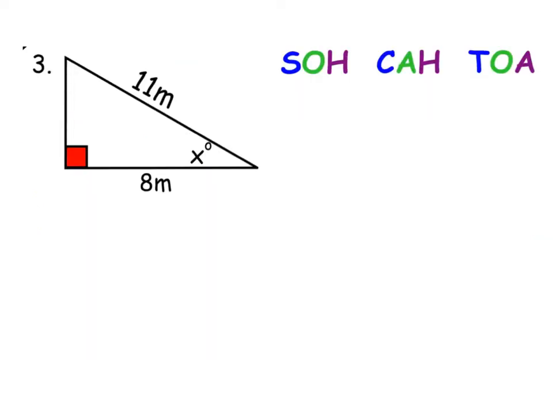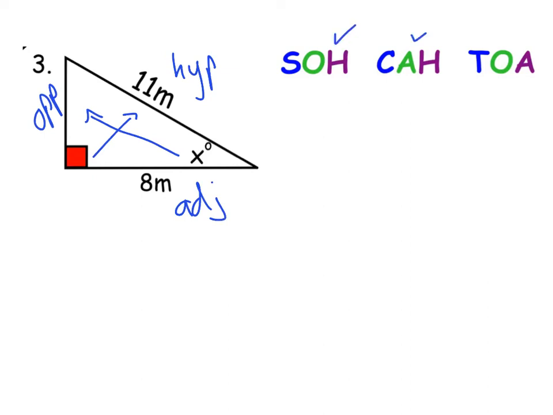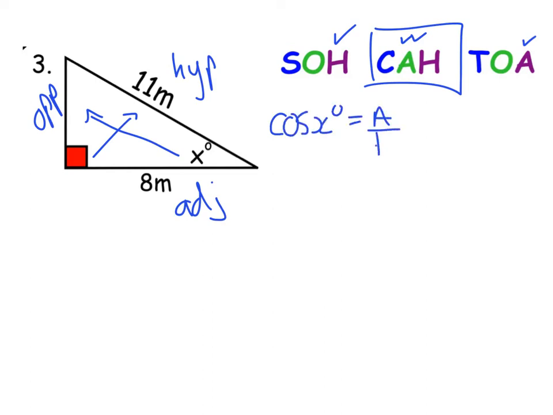Finding the angle. So here's my triangle. Let's label it. Across from the angle is opposite. Across from the right angle is hypotenuse, and the 8 is the adjacent. So in this case we are ticking our hypotenuse because we know it. We're also ticking our adjacent because we know it. So we're using the cos formula this time. So cos of the angle equals A over H.